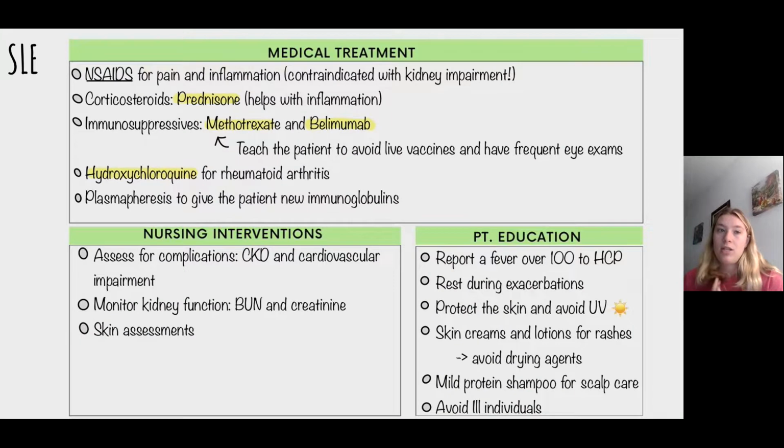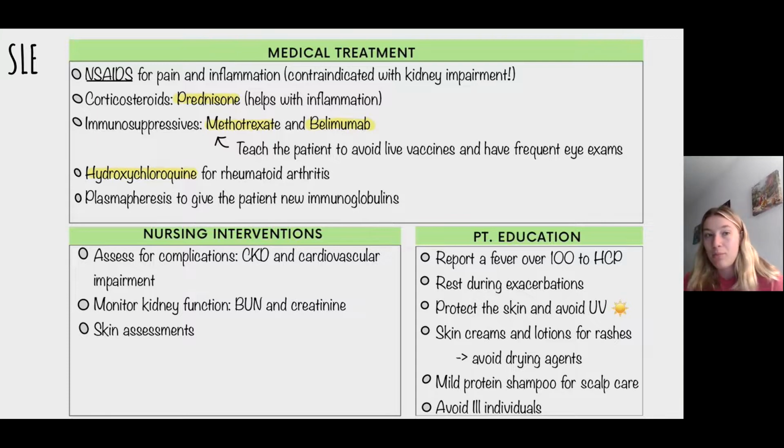So what are we going to do to treat? Number one, we can give them NSAIDs if they are in a lot of pain. However, exercise caution. We know that these patients are at significant increased risk for kidney damage and nephritis, which then puts them at risk for chronic kidney disease. So if our patient is showing any signs and symptoms of decreased kidney function, we're not going to want to give them these NSAIDs. So that's just a little caveat.